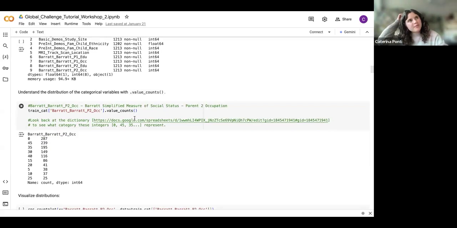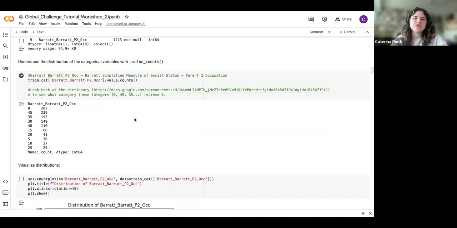Another really important function is .value_counts to understand the distribution of the categorical values, and how the subjects are distributed between the different categories. So for example, this is the parent occupation variable that I chose right here, with .value_counts.